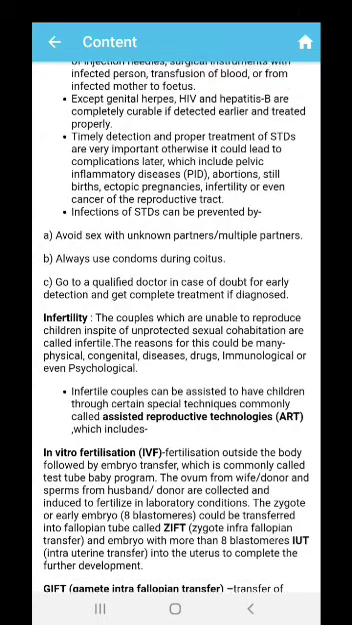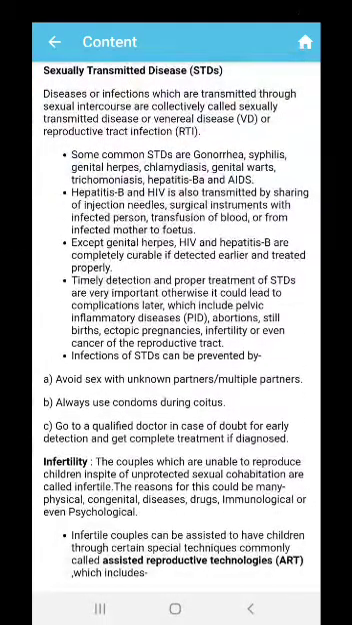This is all about the sexually transmitted diseases. Or if you are found with any sexually transmitted diseases, always, if the diagnosis is done, start the treatment as soon as possible.